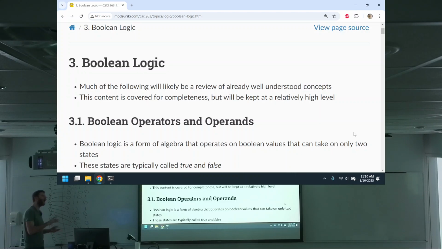So Boolean operators and operands. I'm going to make sure I've got a clear space here. So pardon me while I clear this off.